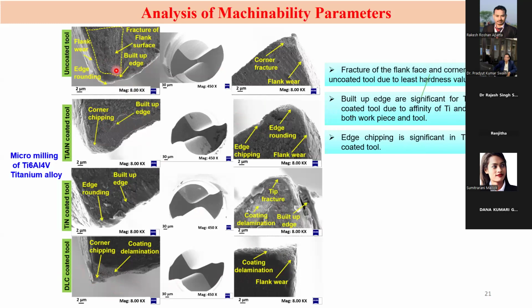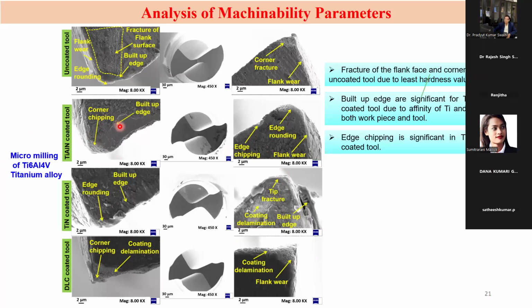That means what is happening actually is that these tools are strong, but the built-up edge is forming, and after a particular time this built-up edge chipping occurs. When the chipping occurs, it carries away some material. That's why we observed some kind of chipping here, and again that is giving rise to higher wear.